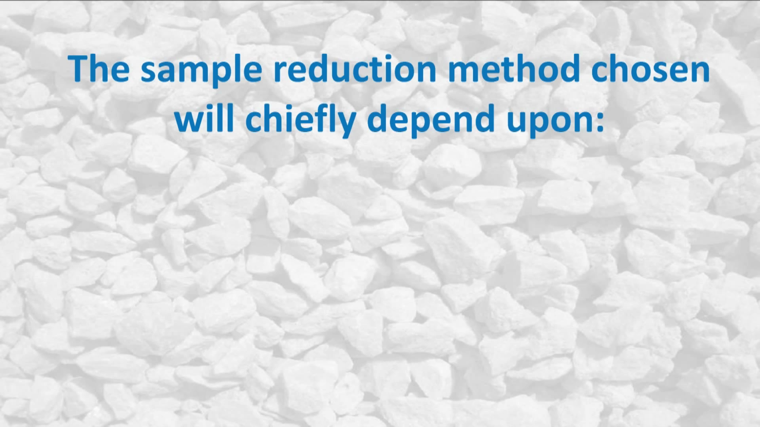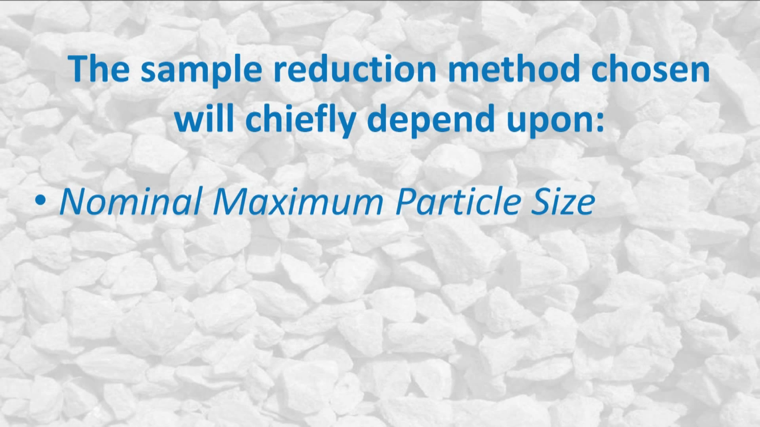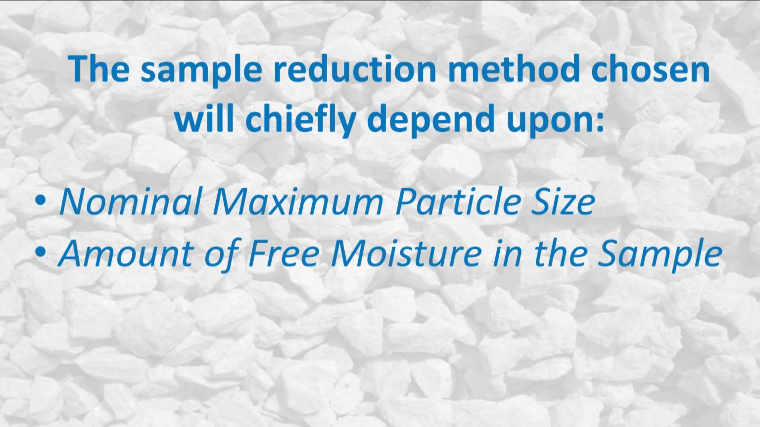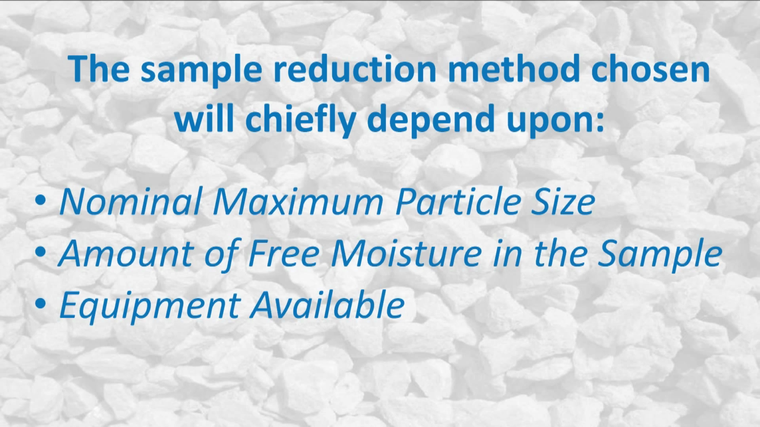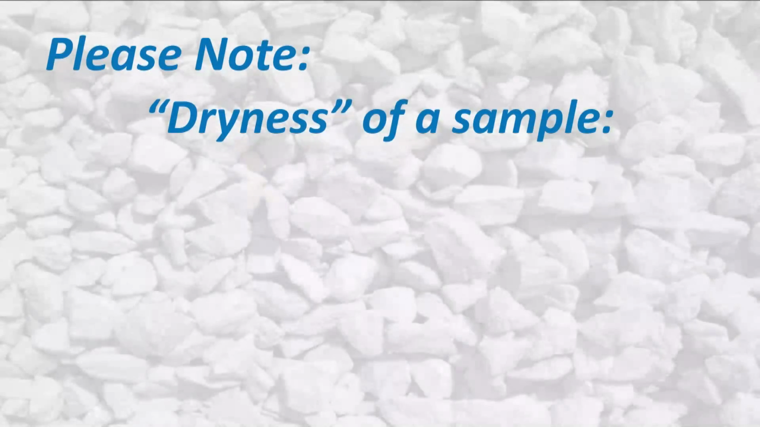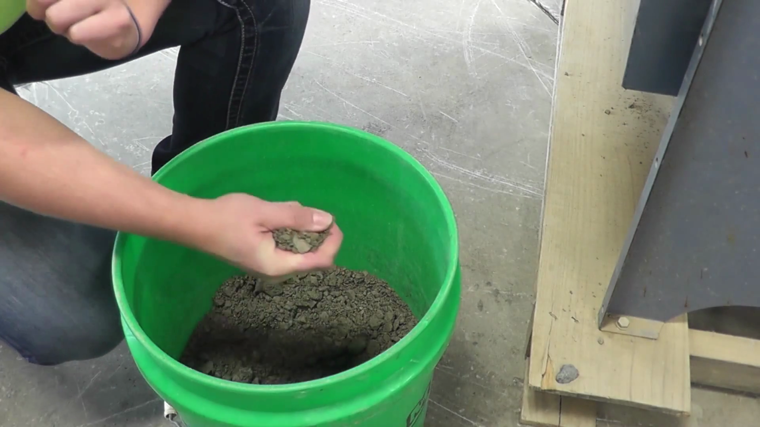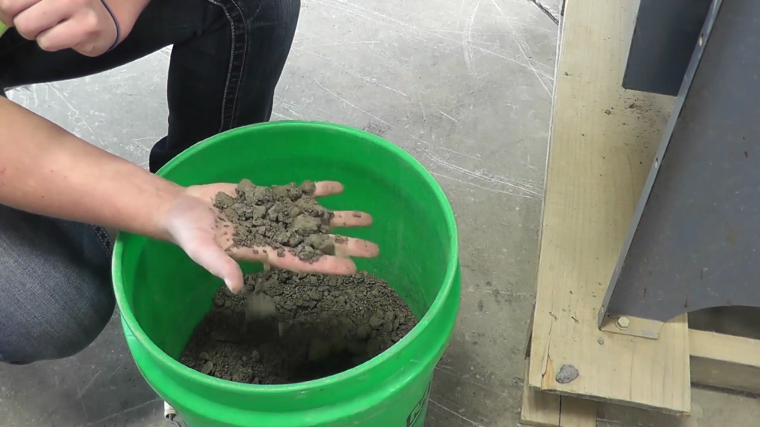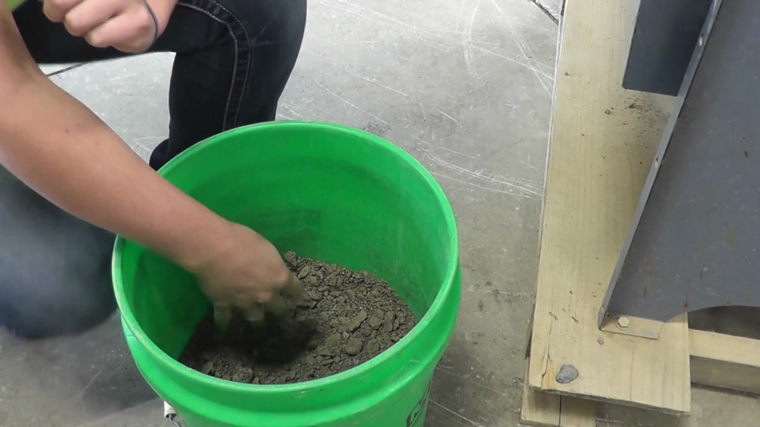The appropriate field sample reduction method is dependent chiefly on the nominal maximum size of the aggregate, the amount of free moisture in the sample, and the equipment available. The following chart should be used in selecting the appropriate reduction method for the aggregate to be tested. Please note the following. The dryness of the sample can be tested by tightly squeezing a small portion of the sample in the palm of the hand. If the cast crumbles readily, the correct moisture range has been obtained.